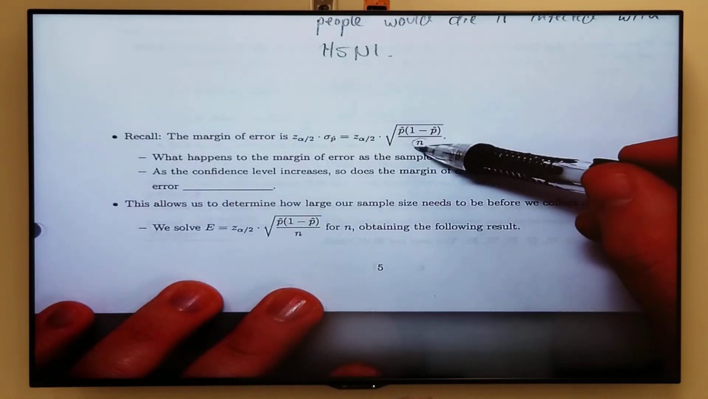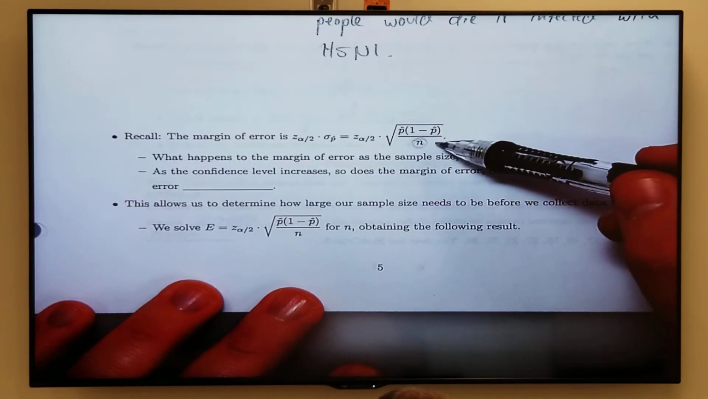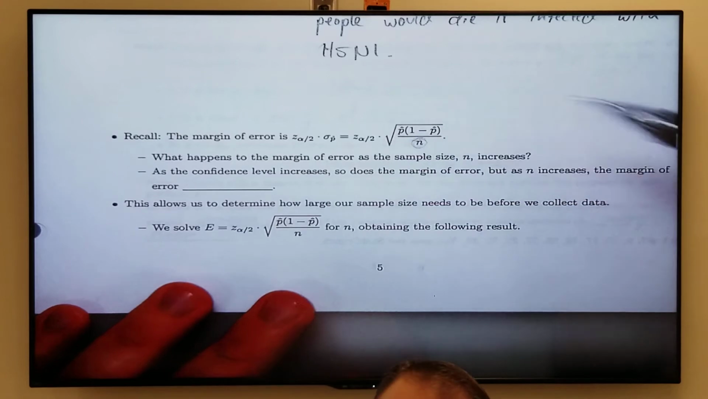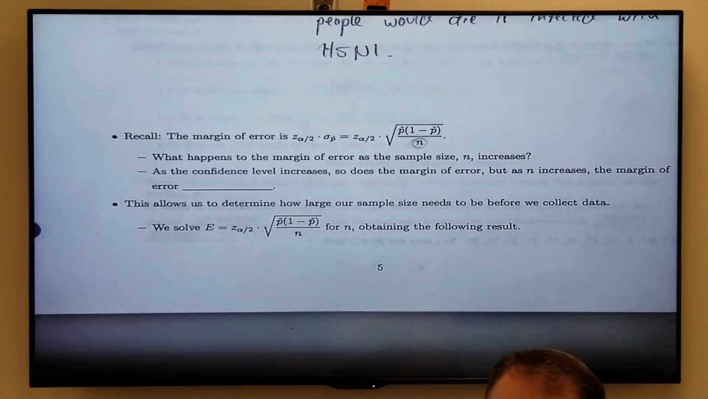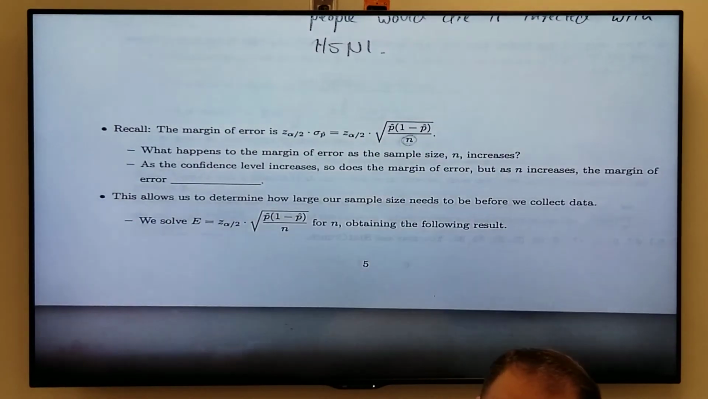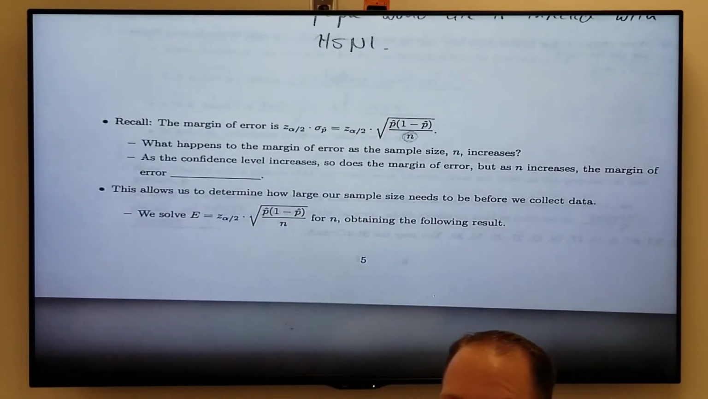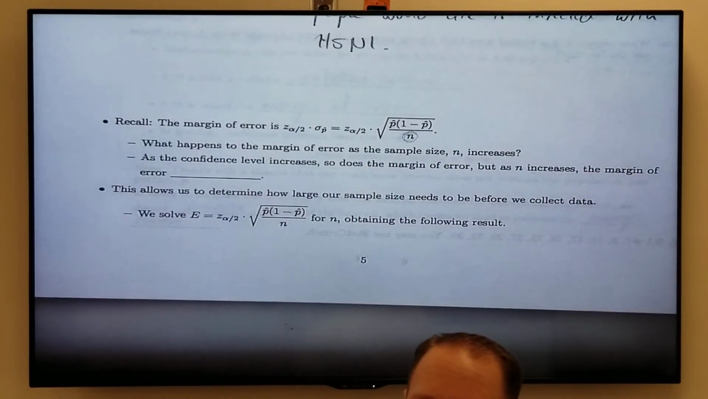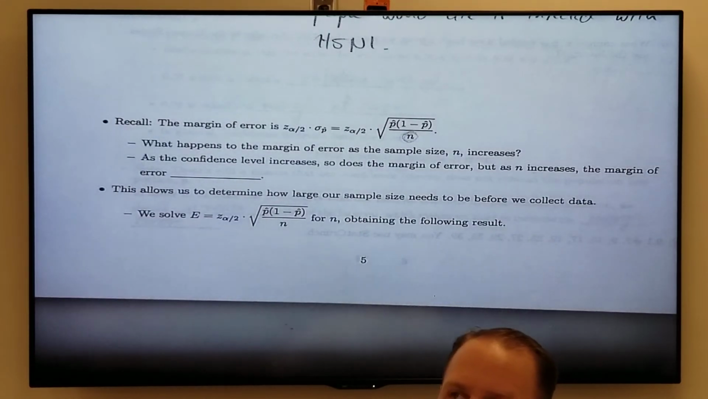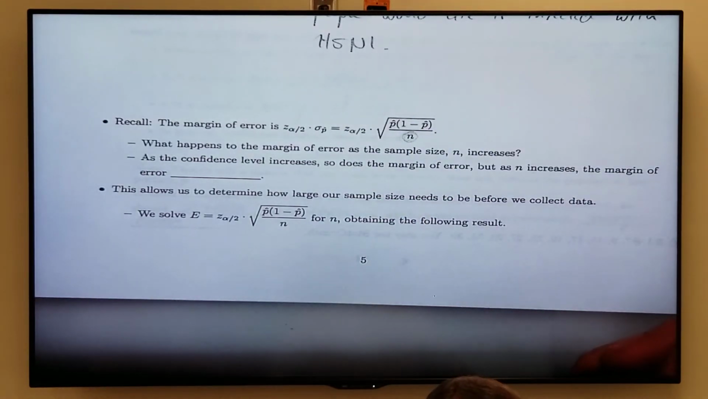Well, as n increases, everything else stays fixed, right? So as n increases, this fraction gets smaller. We've talked about this fact many, many times this semester, but again, if you have a 1 in the numerator and a 10 in the denominator, if the 10 increases to a 100, then you're comparing 1/10 to 1/100th. 1/100th is smaller than 1/10, right? And 1/10,000th is smaller than 1/100th, and 1/10,000,000th is smaller than 1/10,000th, right? So as n gets large, our margin of error gets small.